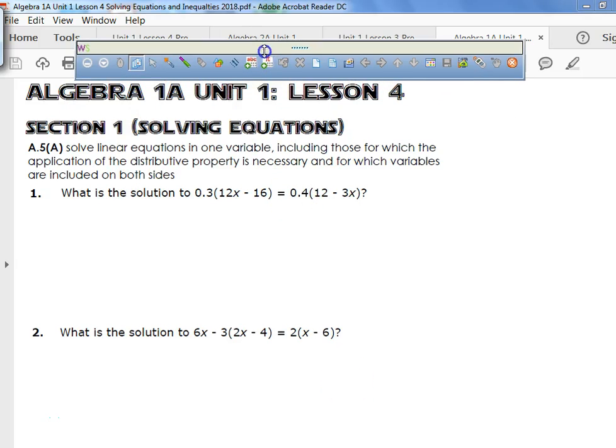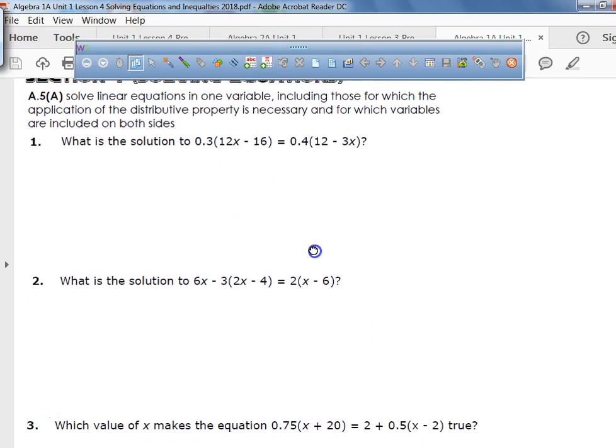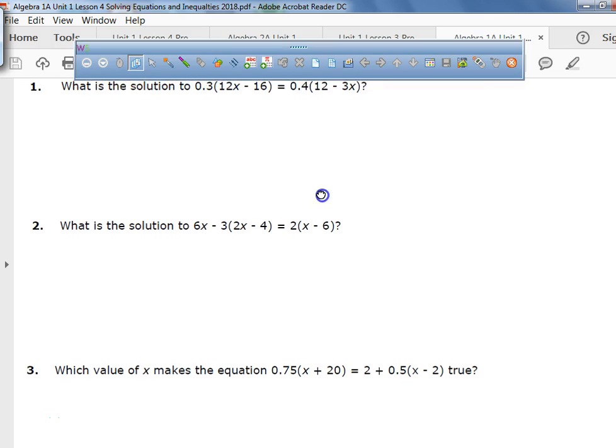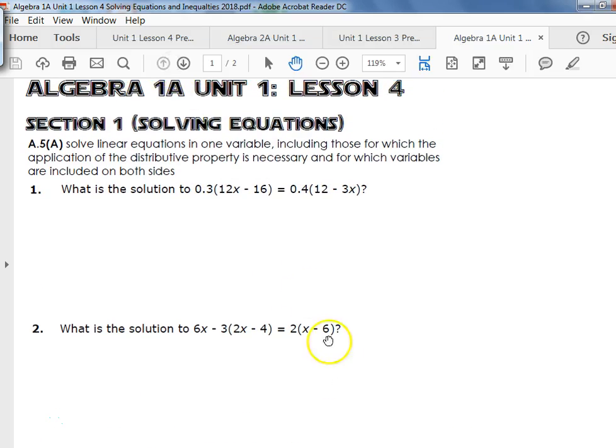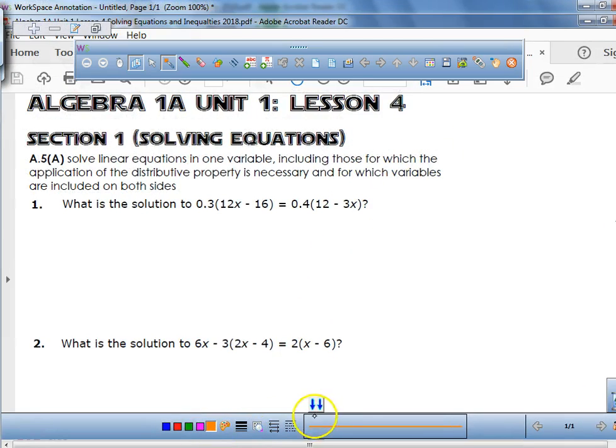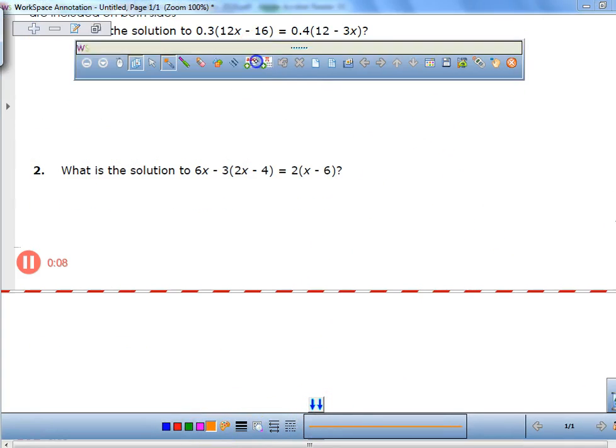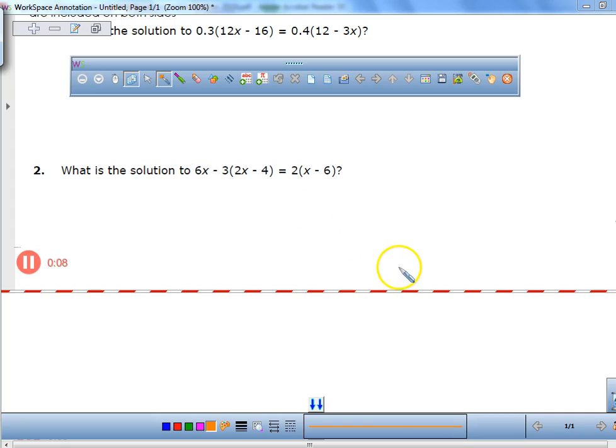Right, today we are continuing with our lesson of solving equations. We're going to be looking at problem number 2. Now, who here feels confident they know what to distribute first in problem number 2? Anybody?